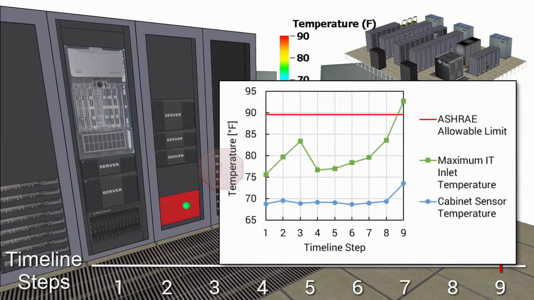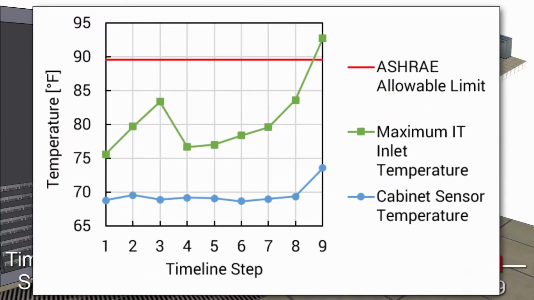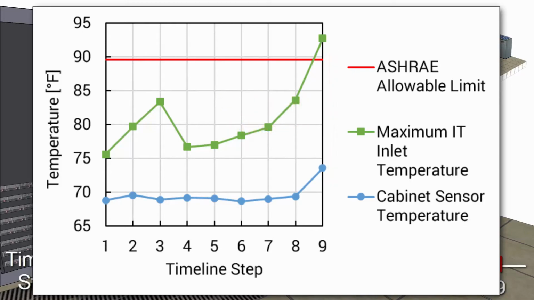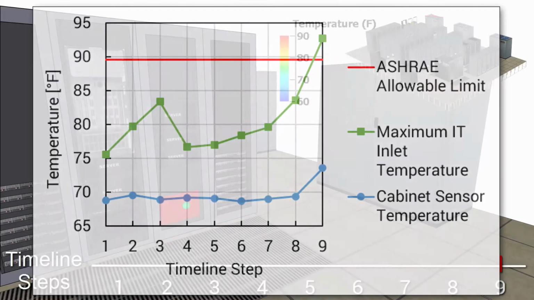If we refer to the temperature trending plot, we can see that by the time the equipment overheats, the cabinet sensor has only just begun to notice the rising temperatures. In fact, it's underreporting IT temperature by an astounding 19.2 degrees. This all seems rather suspicious. How is it possible for this to happen?